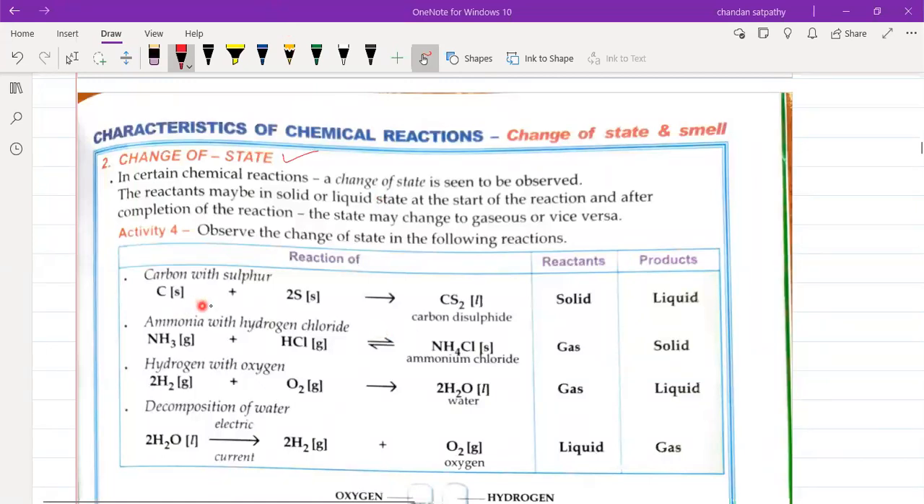Okay. So now carbon, in some reactions, what happens, students? The change of the state takes place, and also smell changes. So here you see carbon and sulfur. Both the carbon and the sulfur are taken in solid state, but when they combine, they form carbon disulfide, which is in liquid state. Understood, students? So two solids are combined and they are forming liquid. So we can say that a chemical reaction has taken place.